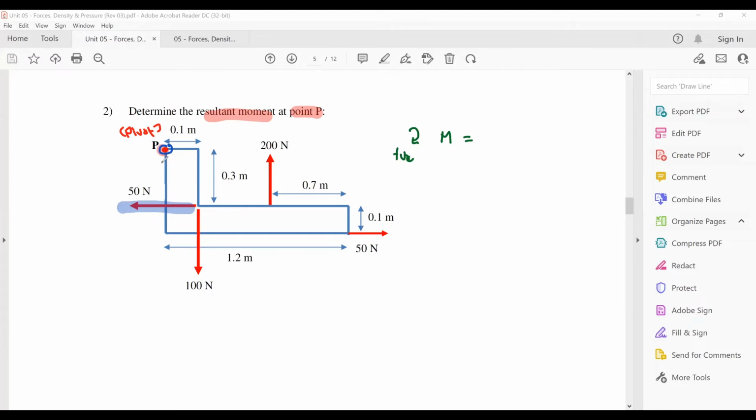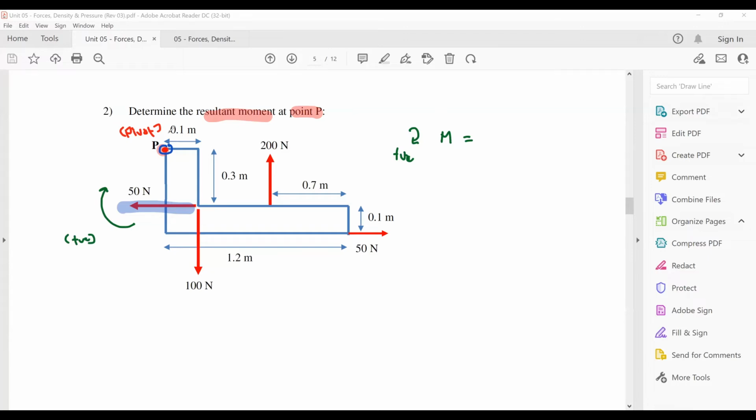So the 15 Newton force that is acting here right now, if you try to visualize what will happen, if you assume that this entire beam is a solid L-shaped structure. If you have a 15 Newton force acting here, the direction of rotation caused about the pivot, about P, would be like this. It's clockwise, so this one is a positive moment for you.